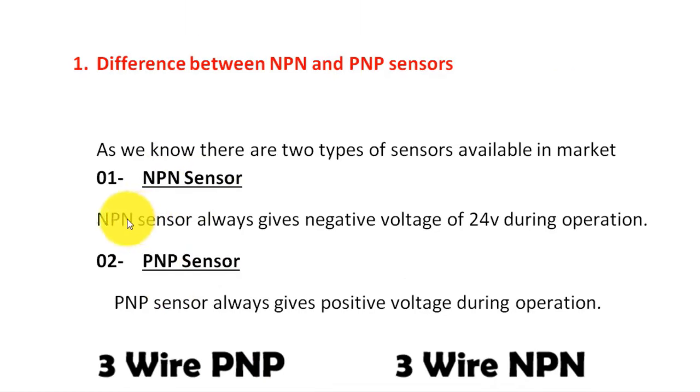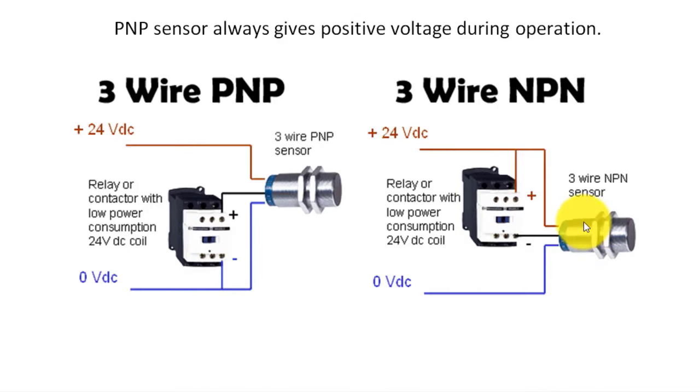An NPN sensor always gives negative 24 volt output during operation. And the second one is the PNP sensor. A PNP sensor always gives positive voltage during operation. You can see in the picture, this is a 3-wire PNP and this is a 3-wire NPN sensor. There are 3 wires on the sensor.